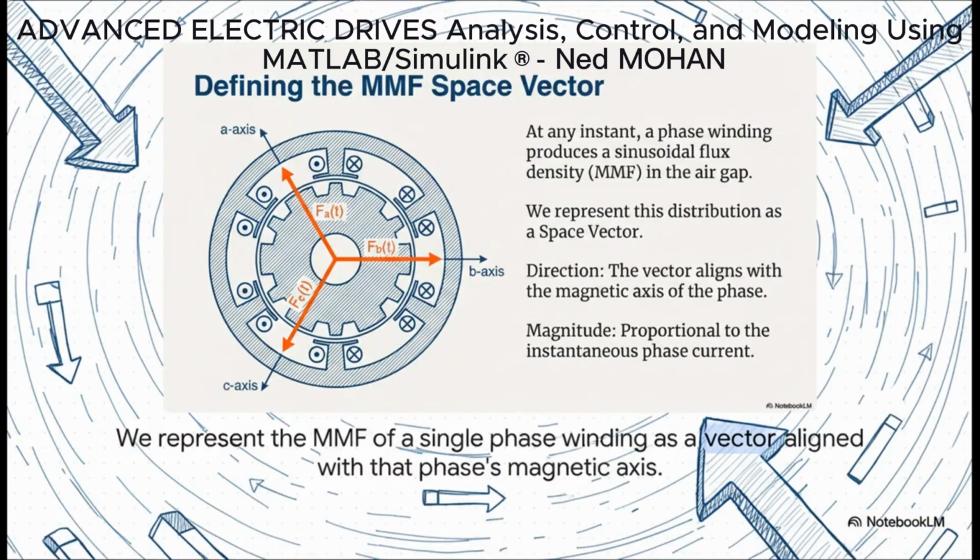Well, the way we start is pretty smart. We look at each phase one by one. So you've got phase A, phase B, and phase C. Each one at any given instant is creating a magnetic field, what we call the MMF. And we can think of that MMF as a little vector. The direction of that vector? It's locked in place by the physical winding. The size of the vector? Well, that just depends on how much current is flowing through it right at that second.